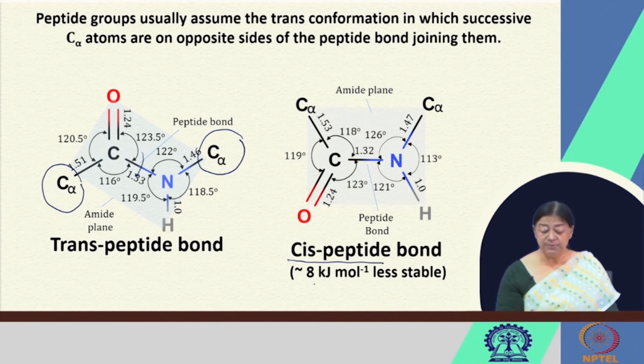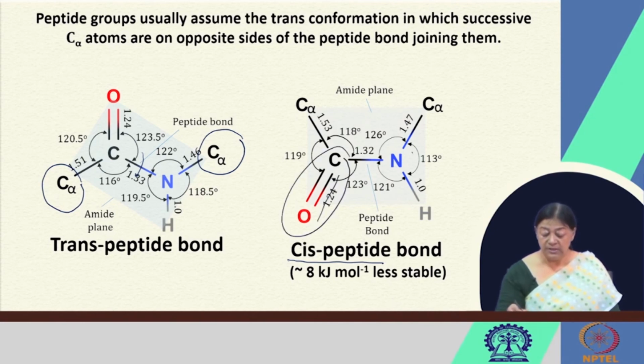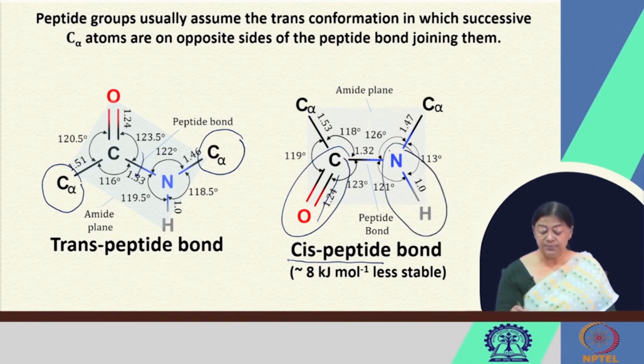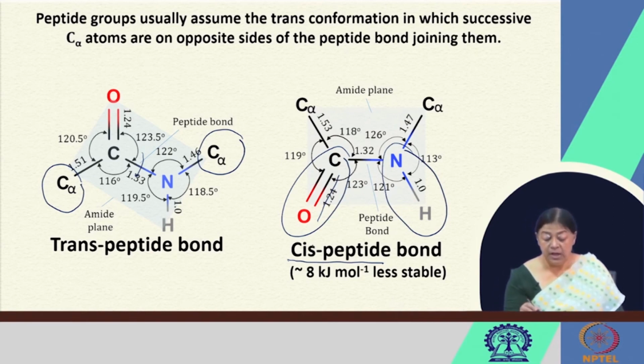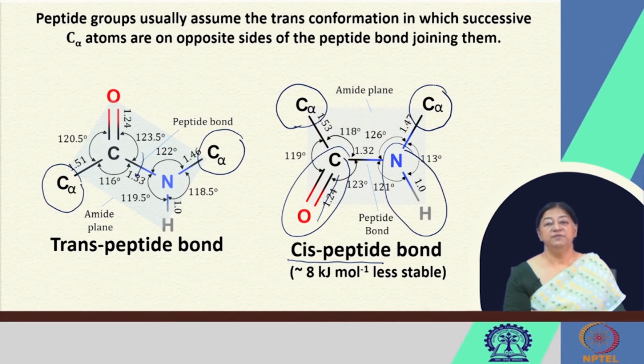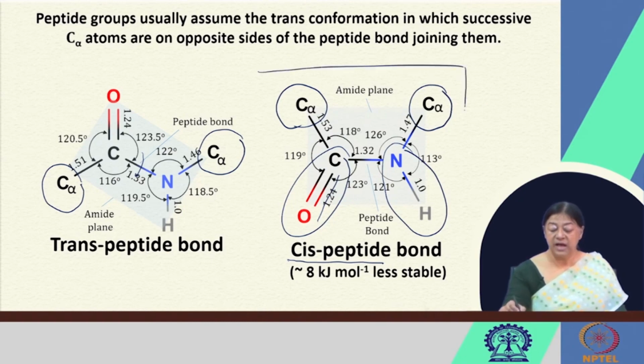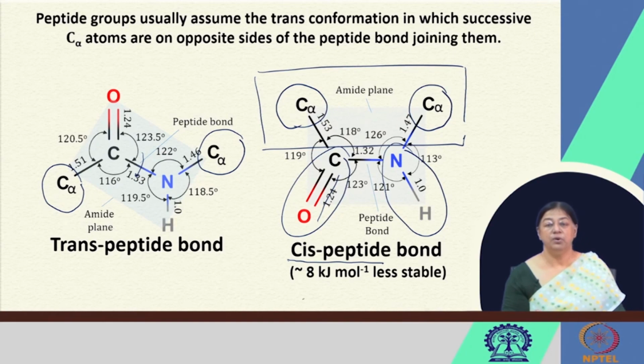bond. In the cis peptide bond, what do we see? This is our peptide, the C double bond O, this is the C double bond O, this is the NH. So, there has been rotation about the single bond between the C and the N. What are the C alpha atoms here? These C alpha atoms correspond to two consecutive amino acid residues. And what do we observe here? We observe that they are on the same side of the peptide bond, making this a cis peptide.